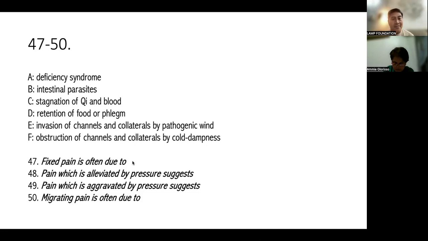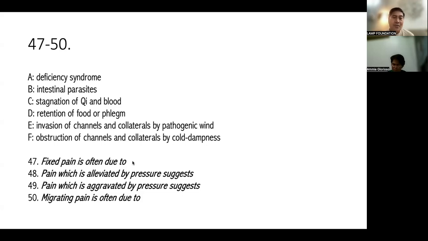Okay, let's go to 48. Number 48, pain which is relieved by pressure suggests, ito nga pong Doc, yung kapag yung pain tapos na-relieve sa pressure, ito yung deficiency syndrome. Letter A. Okay. So ito yung mga malalaman mo kung yung nagpapamasahe, gusto nila yung hard. Yes. May deficiency po siya. Yung mga excess naman, gusto nila soft. Minsan hindi sila nagpapamassage. Oo. Yung mga gusto magpamassage ng deep or hard, ito yung mga deficient.